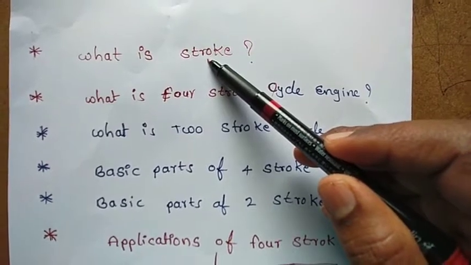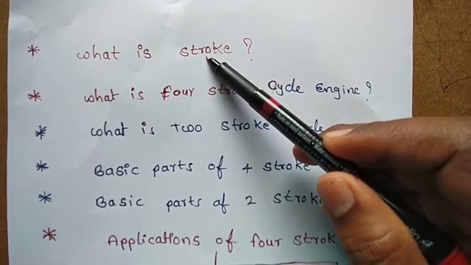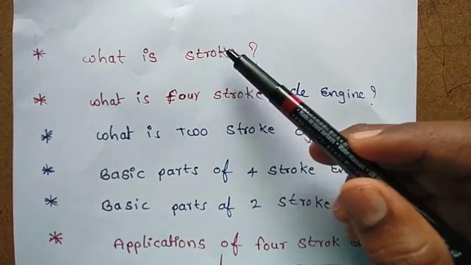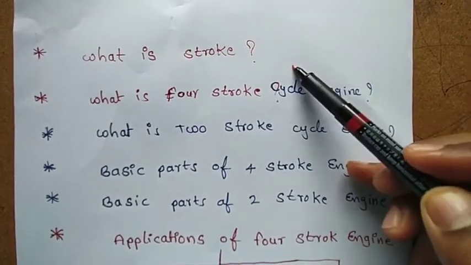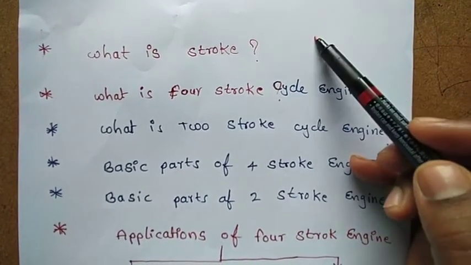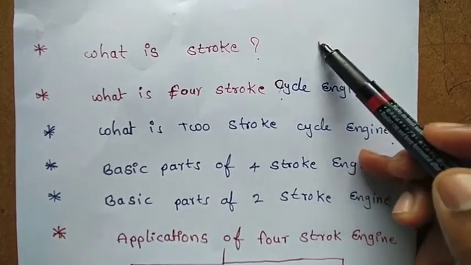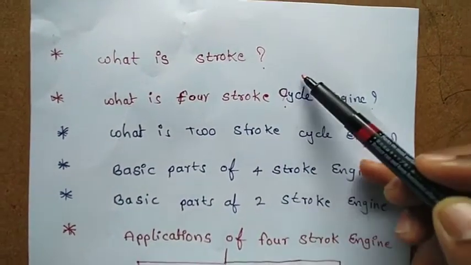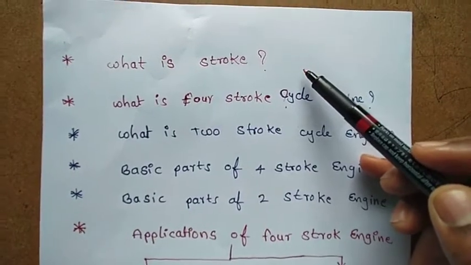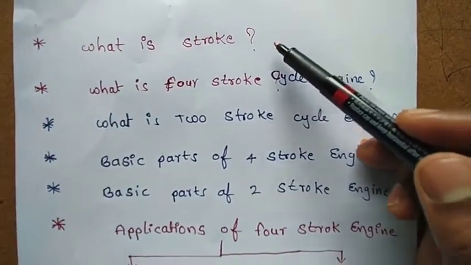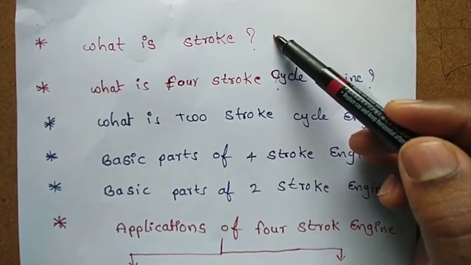All of you listen. What is a stroke? If the piston moves from one dead center to another dead center, from TDC to BDC or BDC to TDC, whatever it is, that is called one stroke. The stroke length is denoted by L. I hope you understood.